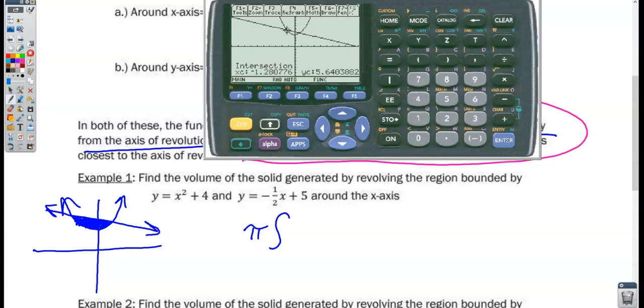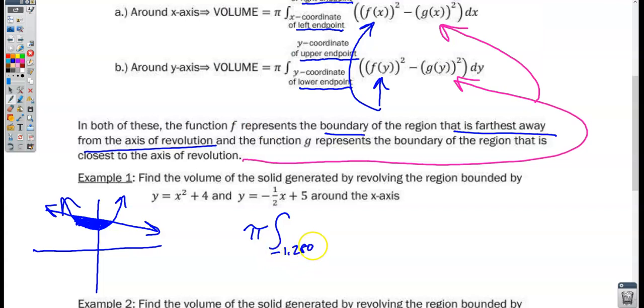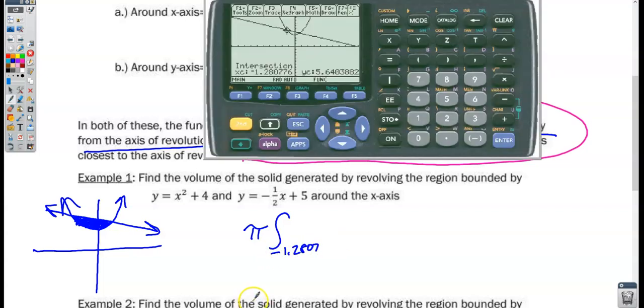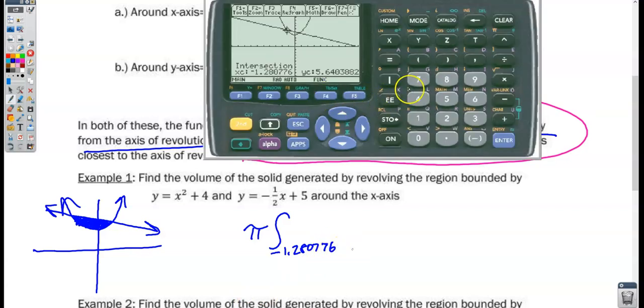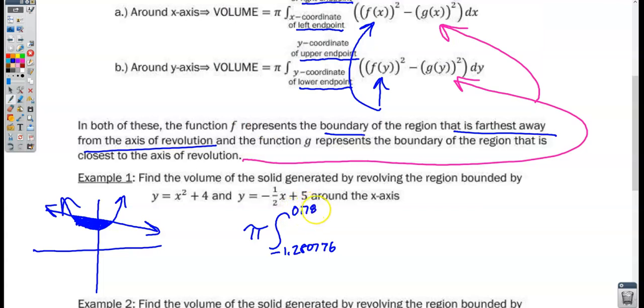And my x-coordinate of this is going to be my lower limit of integration, negative 1.2807776. And my upper limit of integration is going to be the other intersection point. Go ahead and find that. And that's going to be 0.780776. And then all I need is my integrand.